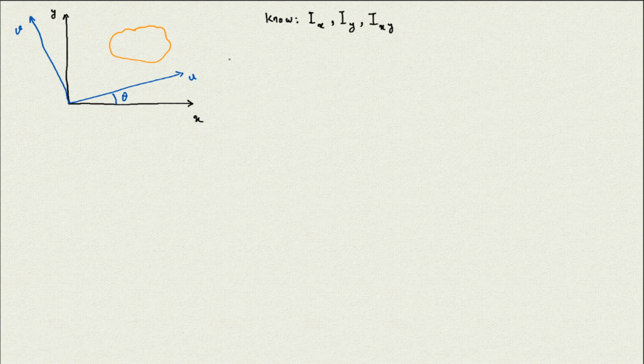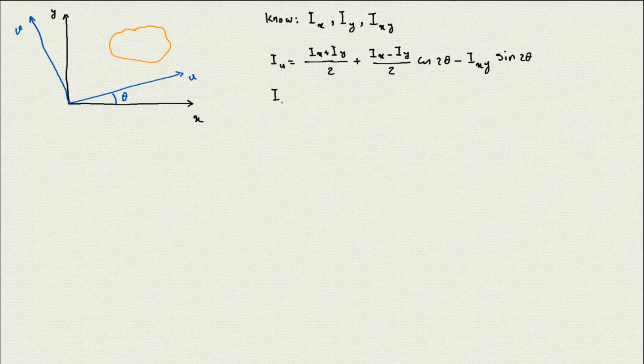So the moment of inertia about the u axis is going to be (Ix plus Iy) divided by 2, plus (Ix minus Iy) divided by 2 times cosine 2 theta, minus Ixy sine 2 theta.